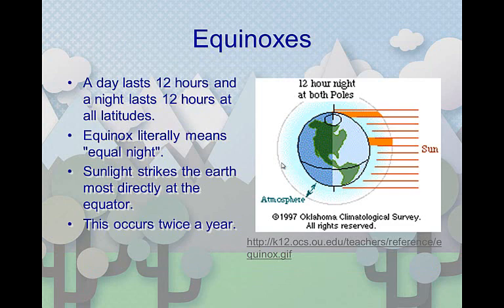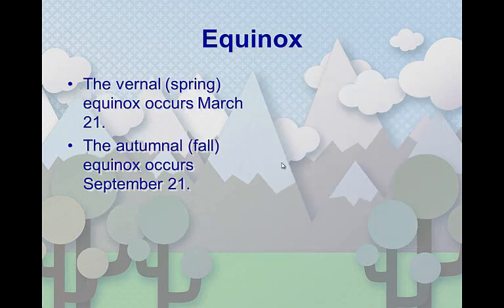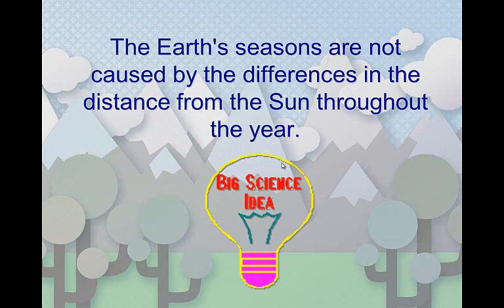Equinox is a day that lasts 12 hours and a night that lasts 12 hours at all latitudes. Equinox literally means equal night. The sunlight strikes the Earth most directly at the equator, and this happens twice a year. The vernal or spring equinox occurs on March 21st, and the autumnal or fall equinox occurs on September 21st.